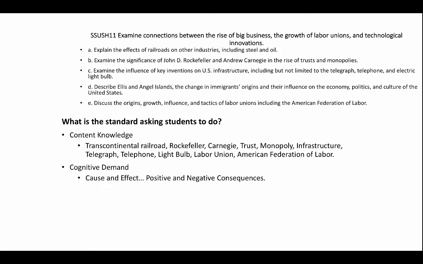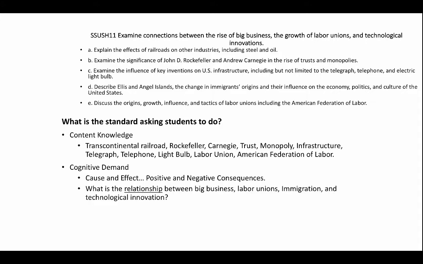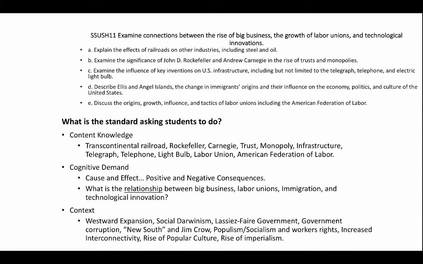So this, to me, feels very much like cause and effect, and looking at consequences, whether they be positive or negative. Where it says connections is the idea of the relationship between these things. So don't look at them as separate ideas, but see how they interact with each other, and whether some things cause other things, or maybe one is an effect of the other. So look at them in an interconnected way rather than as a bunch of mutually exclusive pieces of information. And then obviously context is huge.